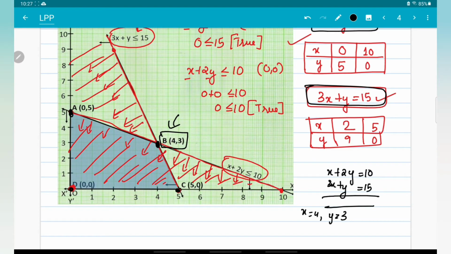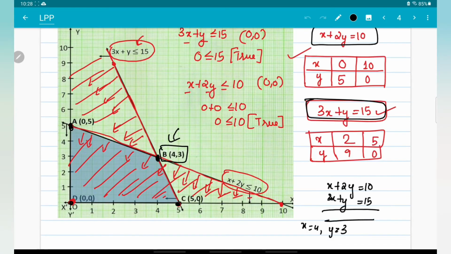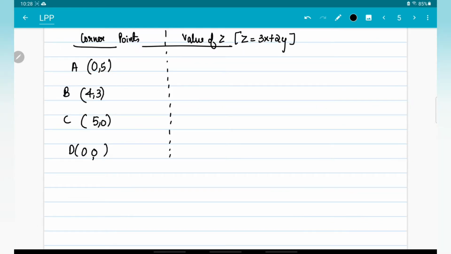So let us see. Now I've made a list of all the corner points that we have found from the graph. You can see these are the points A, B, C and D. These were the corner points. In this graph we took these 4 corner points. Now I'm going to find the value of z. I'll take the values of x and y at these corner points, substitute them in this equation of z and then get the value of z. It is as simple as that.